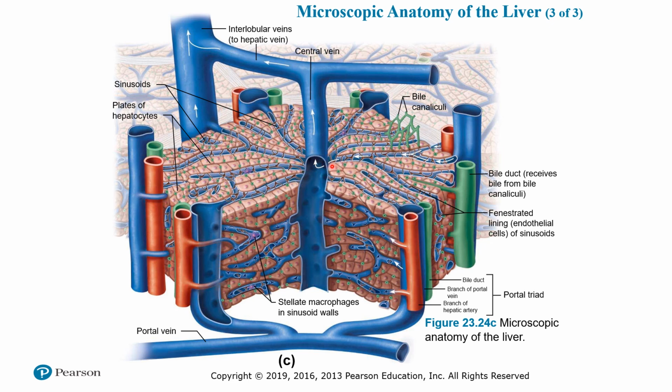Whereas the bile is produced by the liver cells and it moves in the opposite direction towards the bile duct. So blood is moving this way, the bile is moving this way, and then these bile ducts join to form the hepatic duct, which joins the cystic duct to form the bile duct.